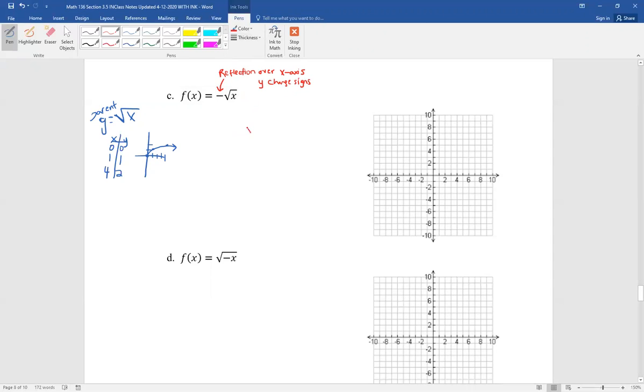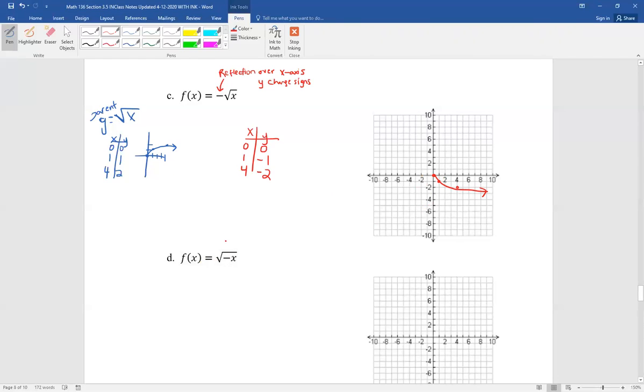So for that, that means that our XY chart now, the x's are still going to stay the same, but the y's are going to change signs. Now you can't change the sign of 0 because it is a neutral number, but we can change the other two. So this is going to be 0, 0, 1, negative 1, and 4, negative 2. So what you notice is it's the same as our parent function, but just flipped over the x-axis.